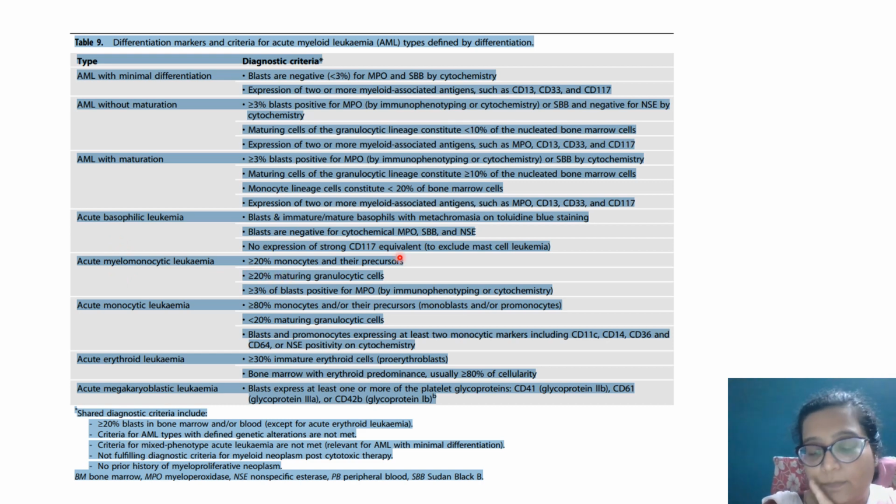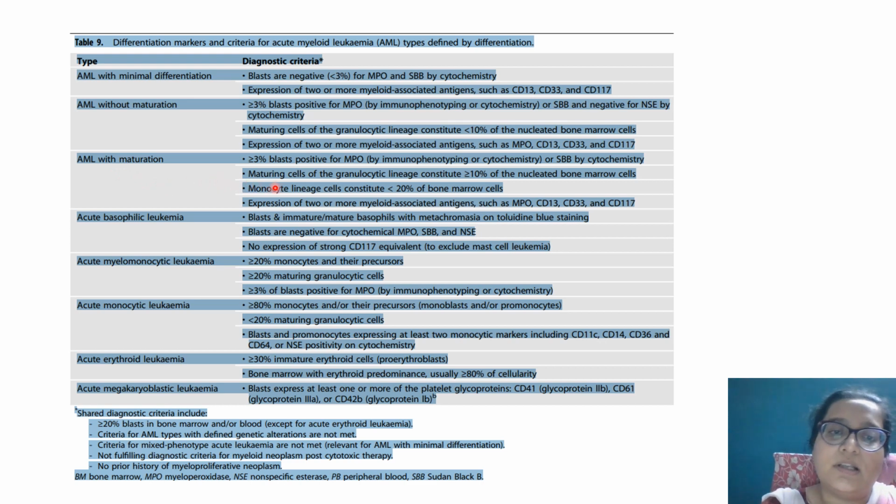Myelomonocytic: greater than 20% monocytes with precursors, 20% maturing granulocytes, and greater than 3% blasts positive for MPO. Basophilic leukemia, an entity that is new: blasts and immature and mature basophils with metachromasia, blasts are negative for MPO and SBB, with no expression of strong CD117, to exclude mast cell leukemia.